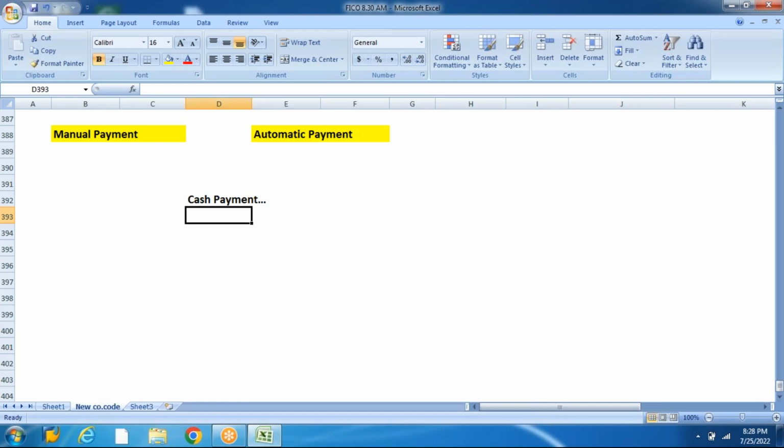Now, in every company, there will be a cashier who maintains the cash. This cash is called your petty cash. Now, what will the cashier do with petty cash? For cash payment, you will have a cashier who maintains petty cash.